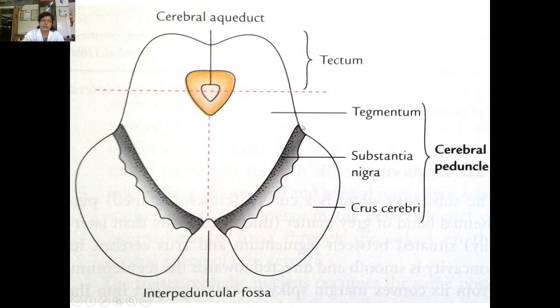And the part of the midbrain which lies ventral or anterior to this transverse line is called the cerebral peduncle. This cerebral peduncle is divided into an anterior and a posterior part by a pigmented sheet of grey matter, called the substantia nigra. The substantia nigra divides the cerebral peduncle into the anterior part, called the crus cerebri, and the posterior part, called the tegmentum. The crus cerebri and substantia nigra have the same structure throughout the midbrain, but the tegmentum and tectum have different structures at these 2 levels.